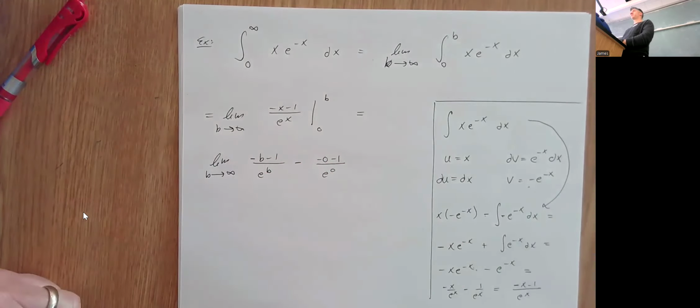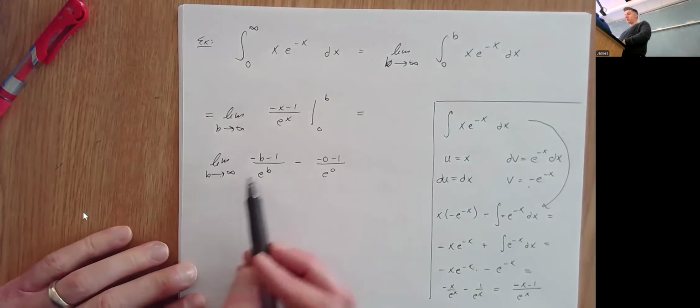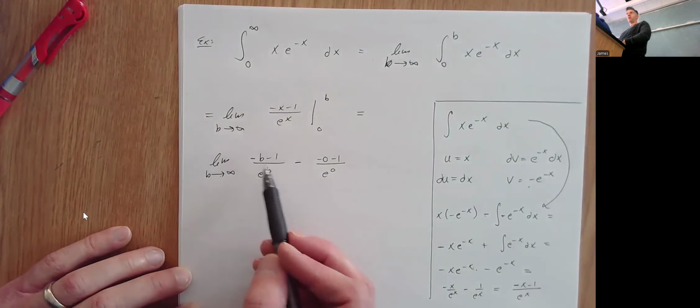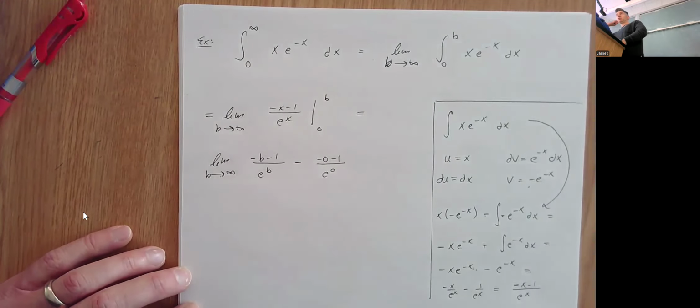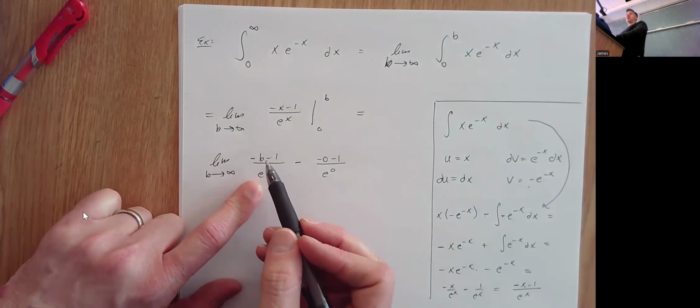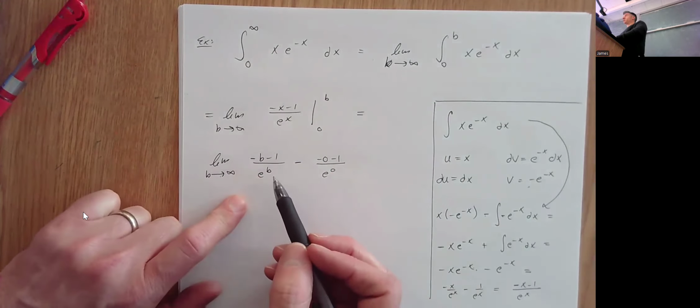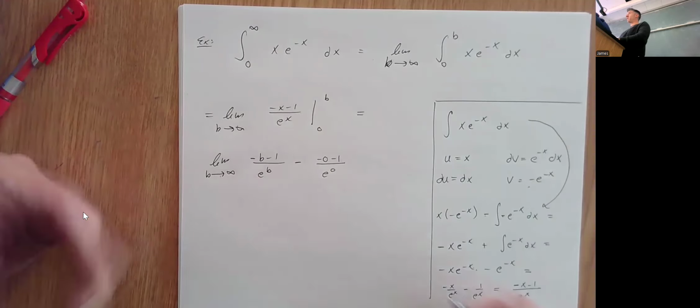All right, here's a fun question. As b approaches infinity, what happens to the numerator of this fraction? Where's it going to? The numerator of this fraction? Negative infinity. How about the denominator of this fraction? Infinity. So we have an infinity over infinity type.